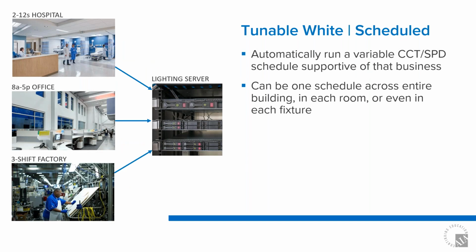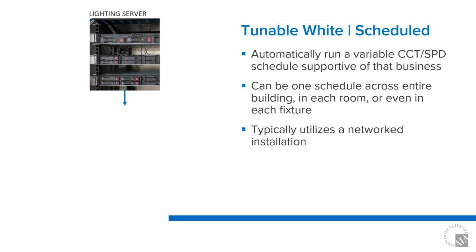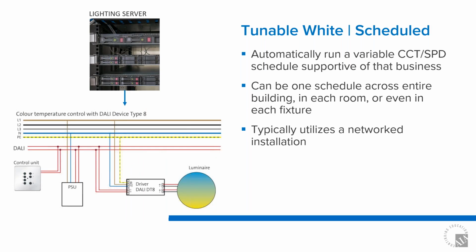Each application and occupant group may have different needs. They may have a specific color temperature range that they're interested in, or special wavelengths, or peak activity periods. So with the scheduled system, it can automatically run a variety of schedules to support the business. It can also run one schedule across an entire building, in each room, or even in each fixture. Typically, it utilizes a networked installation.